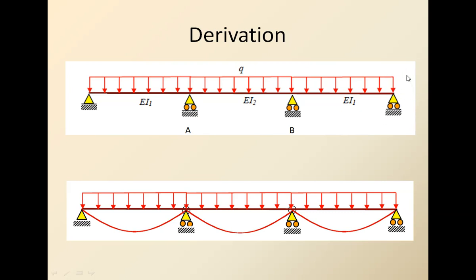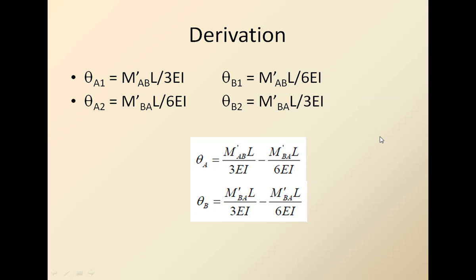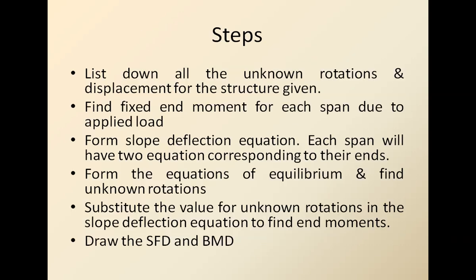Next you have to find out the unknown rotations. If there is sway, that also becomes an additional unknown, which you also have to find out. Next, substitute the values of these unknown rotations in the slope deflection equations. Then you will find the end moments. And finally you have to draw the shear force and bending moment diagrams.